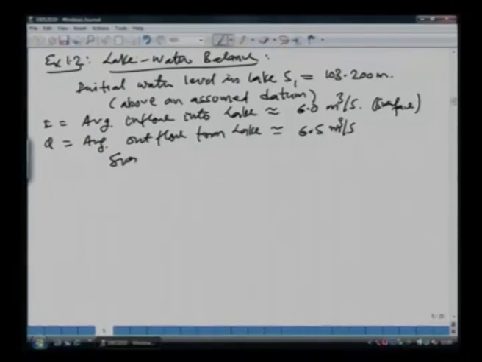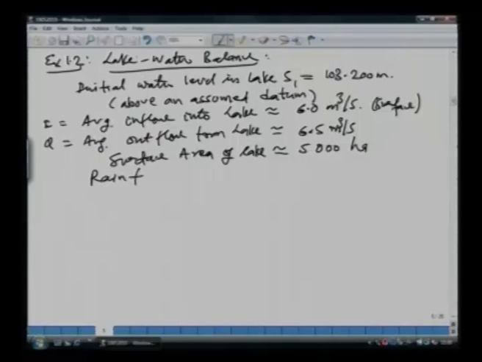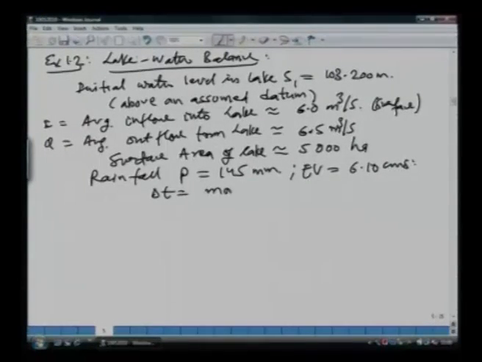The surface area of the lake is given to us as about 5,000 hectares. The average rate of rainfall in the month on the lake, P, is about 145 millimeters, and the rate of evaporation is about 6.10 centimeters, and the time period we are looking at is a month. All these numbers are during a month.